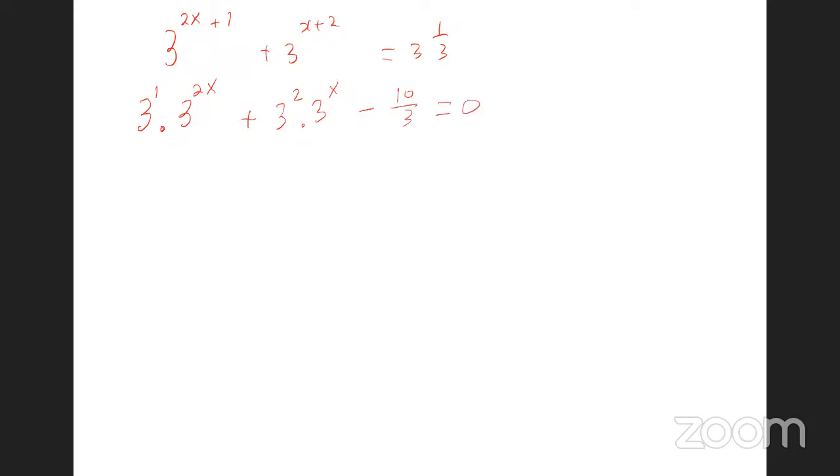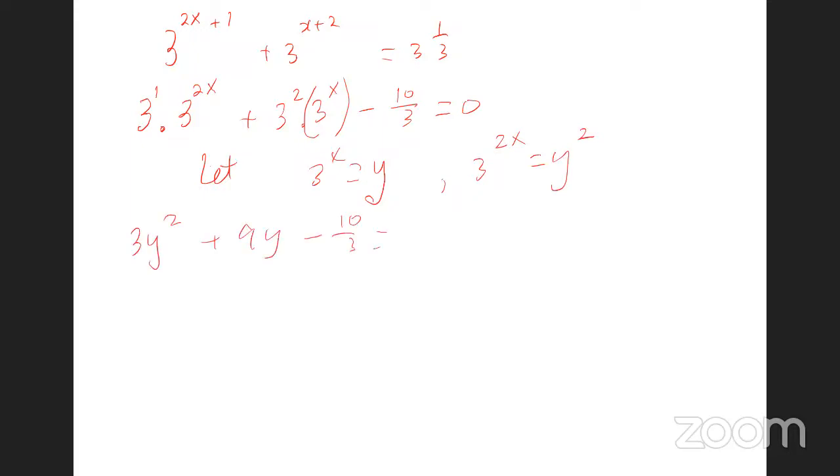What's the next step here? Well, start with 3 to the x. We let 3 to the x be something like y. Then we know that 3 to the 2x is y squared. So we have 3y squared plus 9y minus 10 over 3 is 0. Help me out, please. Go take a calculator and solve that quadratic.